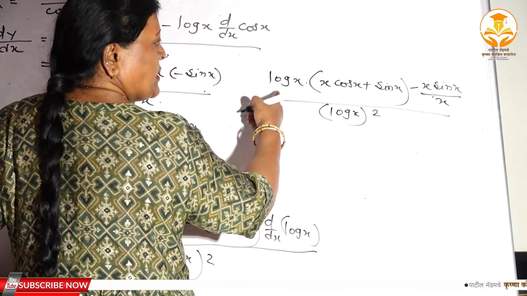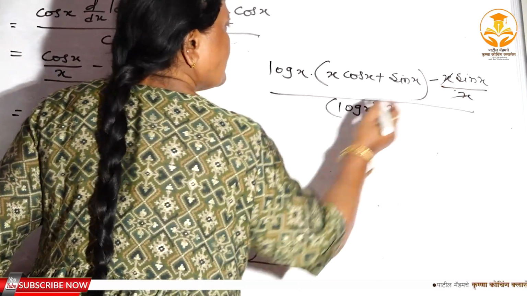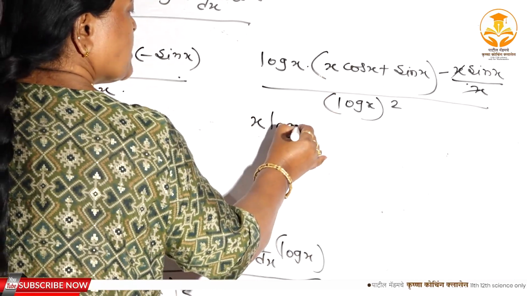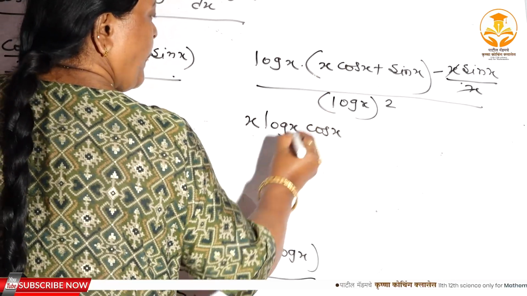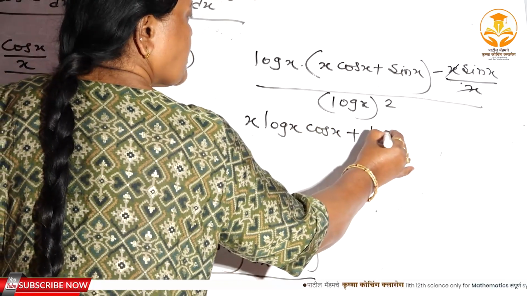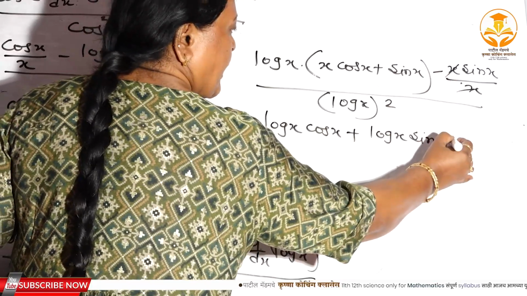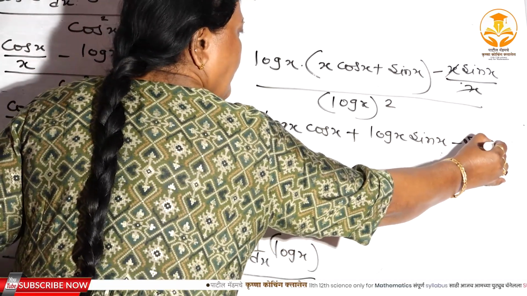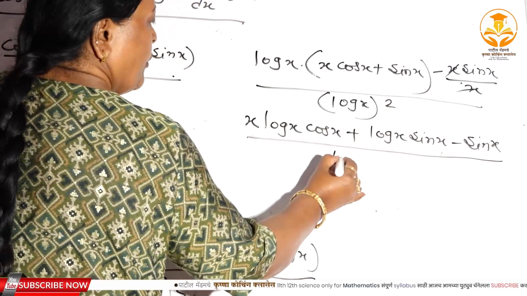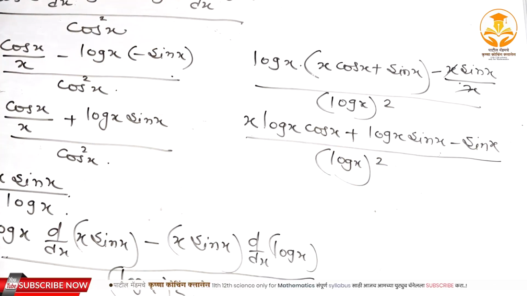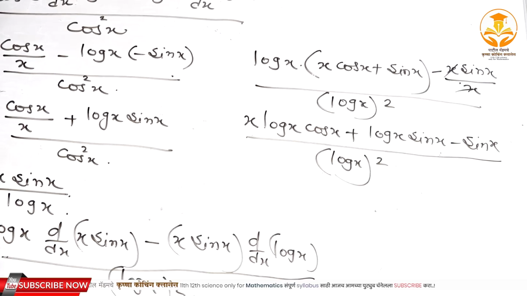Now multiply with this and open the bracket. This x gets cancelled. Here you can multiply x log x cos x, right, plus log x into sin x. Right? Again, x gets cancelled. What remains? Sin x, divided by log x whole square. This is the result. Right? This is about the division rule.